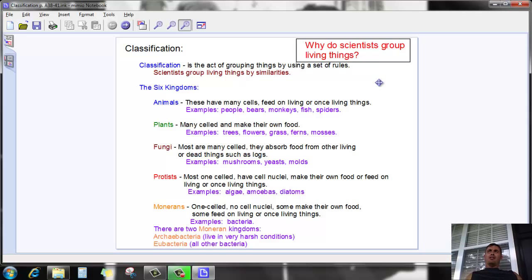And they do that by looking at how things are similar. All right? Why? Because it makes it easier to find what they're looking for. And we're all the time studying the world and living things, and so it makes sense to be able to find what you're looking for. All right, so as I said, we have all living things, right? And so we're going to take all those living things and begin to separate them out into groups.